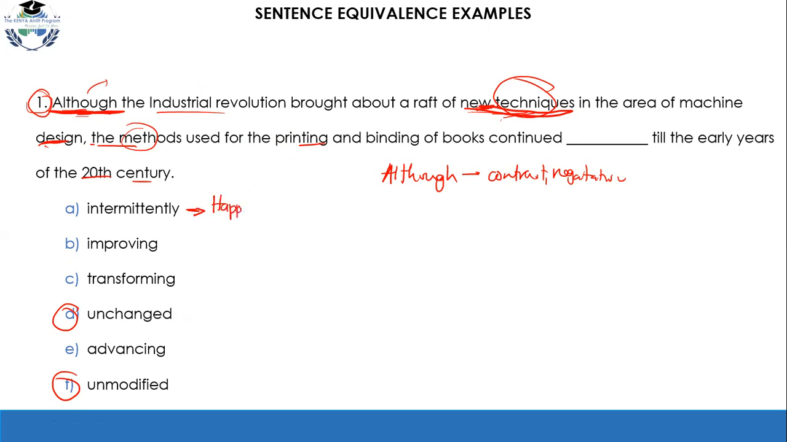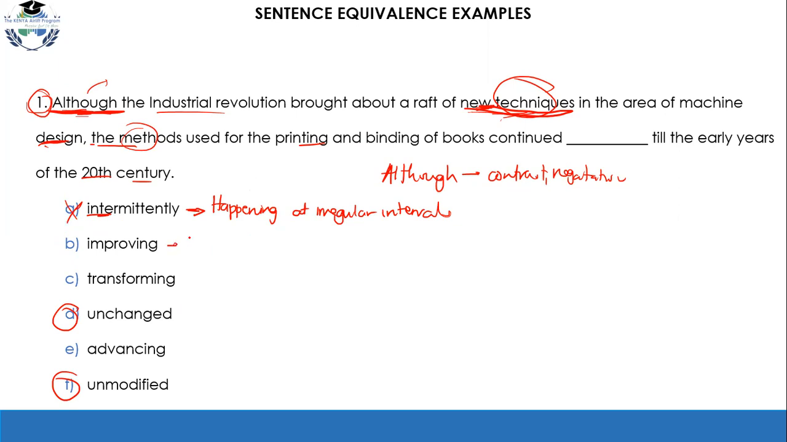So we have intermittently, and if you're writing down, maybe you can hold. Intermittent is talking about intervals, so happening at irregular intervals. That's the meaning of intermittently. So methods of printing and binding books continued intermittently, meaning happening at irregular intervals, but it's not really explaining more about what the sentence is. So that cannot really work.